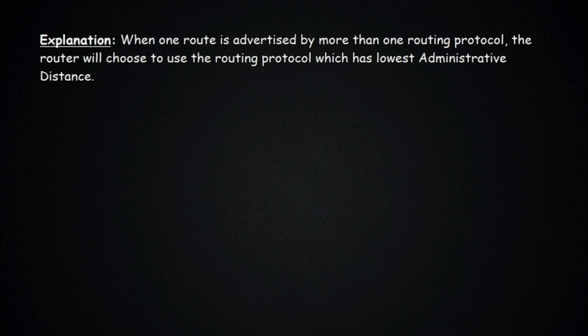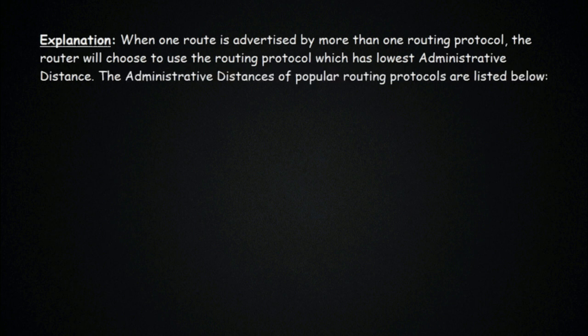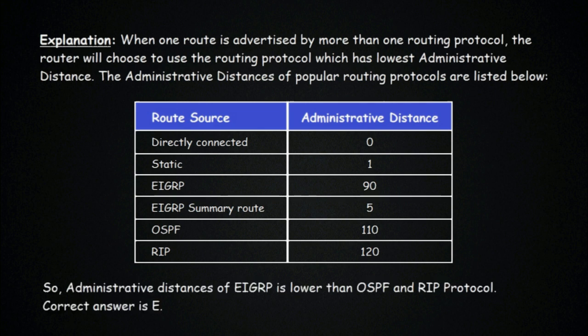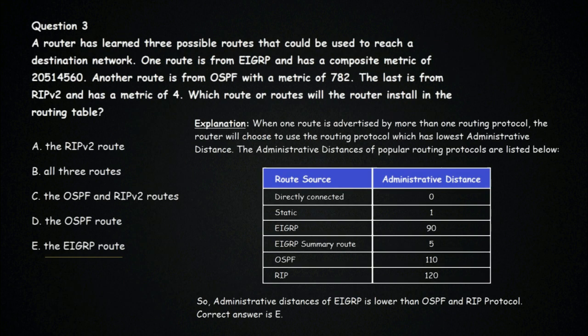When one route is advertised by more than one routing protocol, the router will choose to use the routing protocol which has lowest administrative distance. The administrative distances of popular routing protocols are listed below. So, administrative distance of EIGRP is lower than OSPF and RIP protocol. Correct answer is E.